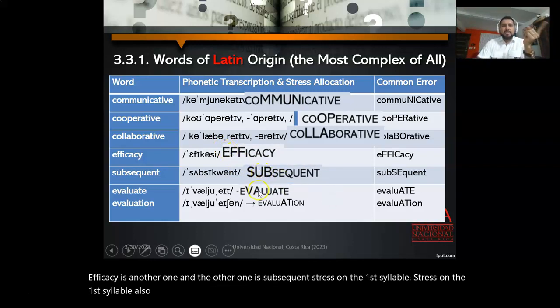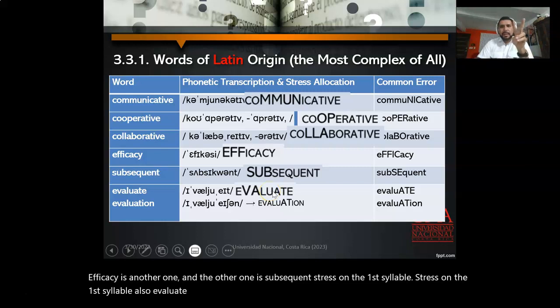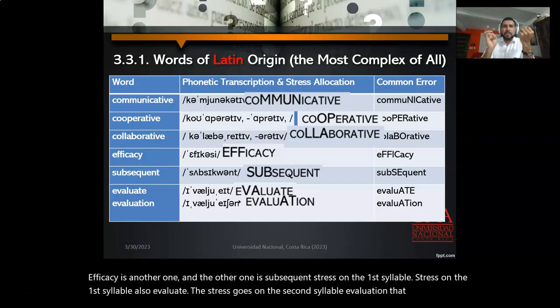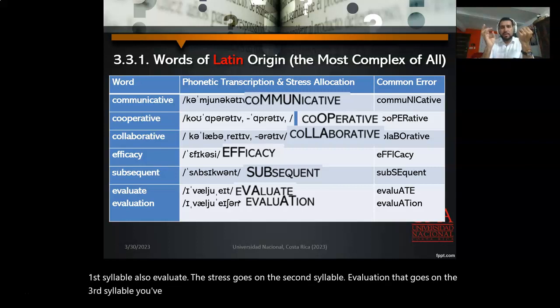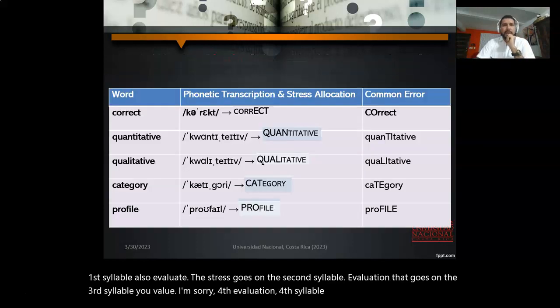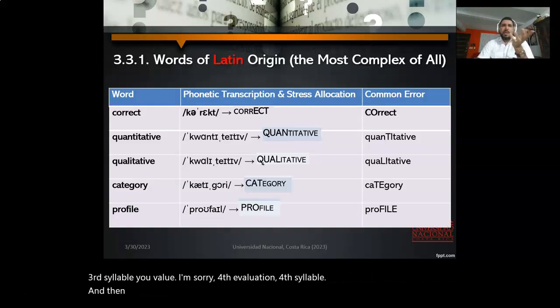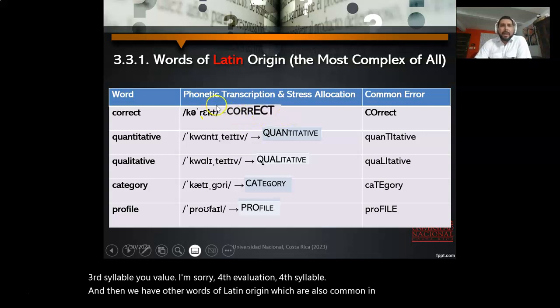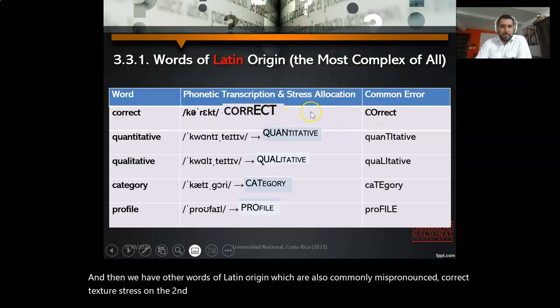also. Evaluate, stress goes on the second syllable. Evaluation, that goes on the third syllable. Fourth. Evaluation, fourth syllable. And then we have other words of Latin origin, which are also commonly mispronounced. Correct takes the stress on the second syllable and not on the first one.